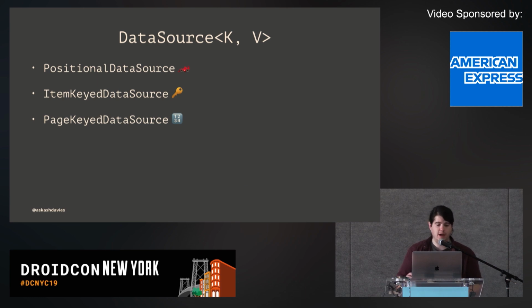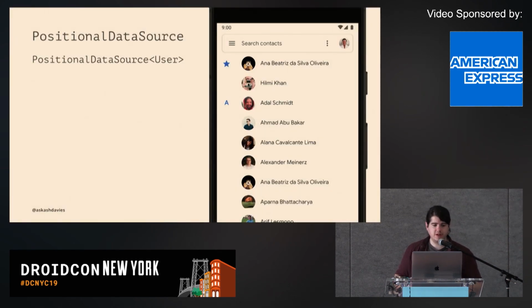So let's go over these. I've got the positional data source. Now you only need to provide the one parameter here for the type because it's already saying it's going to be using an int for the indexing. So it assumes this, and you only have to provide one.